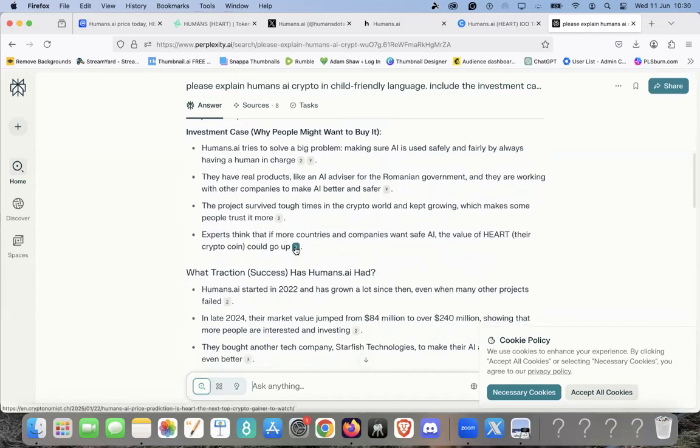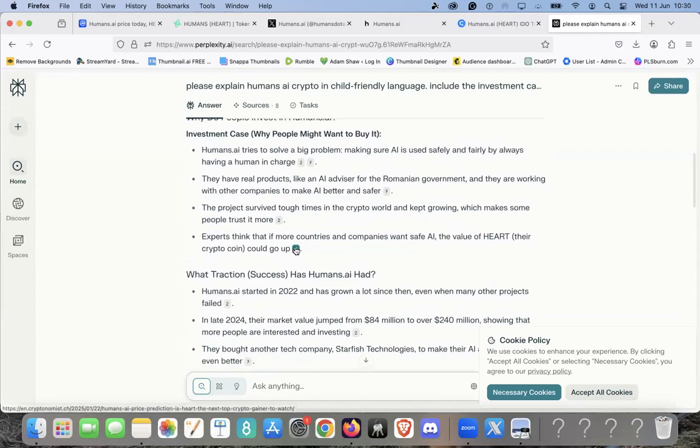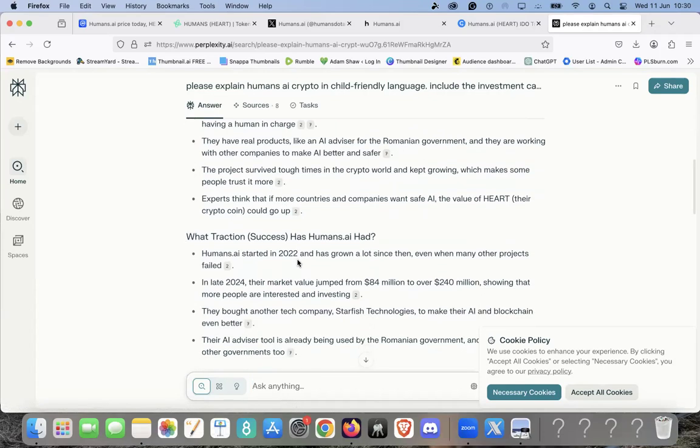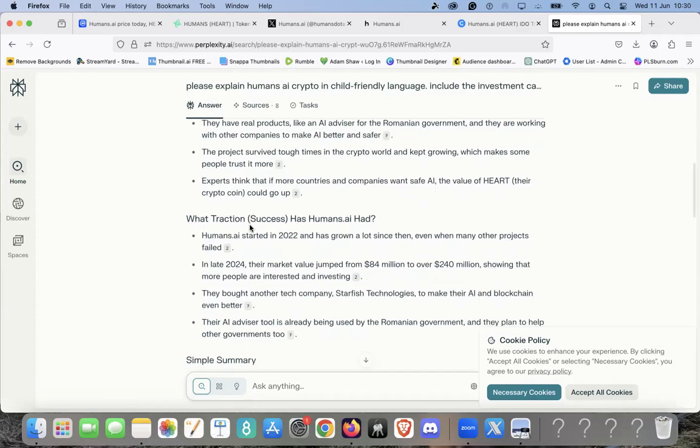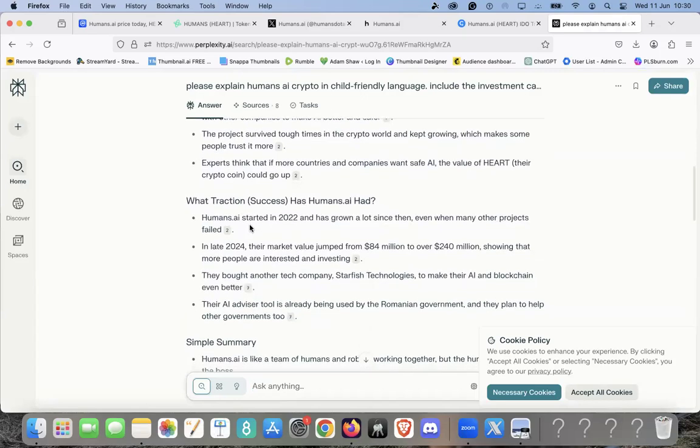So, why are people investing in this? This is the investment case. Humans.ai tries to solve a big problem, which is making sure AI is used safely and fairly by always having a human in charge. They have real products like an AI advisor for the Romanian government, and they are working with other companies to make AI better and safer. Now, this is significant. If they're working with the Romanian government, that's quite a big thing for an early stage project.